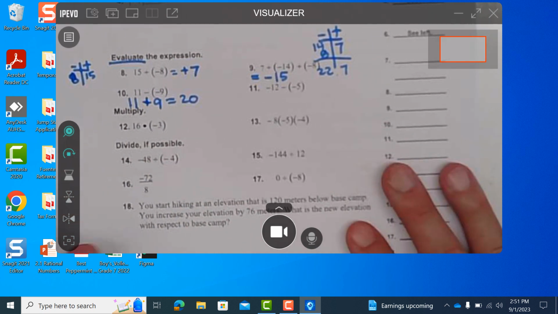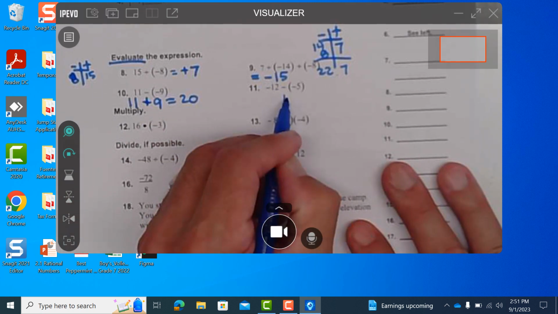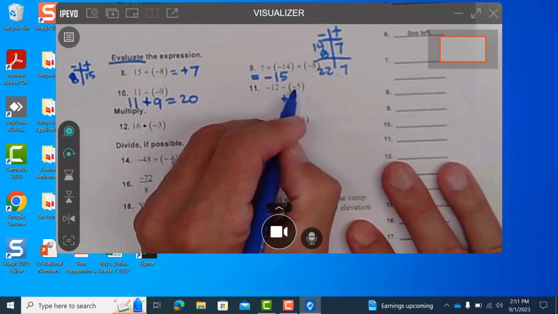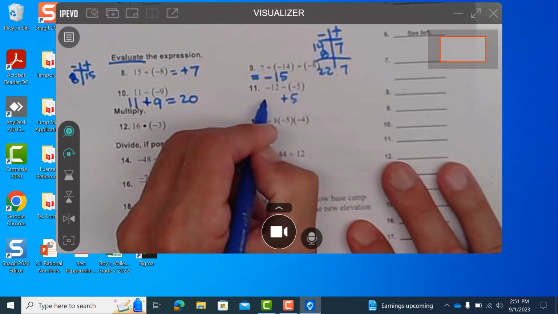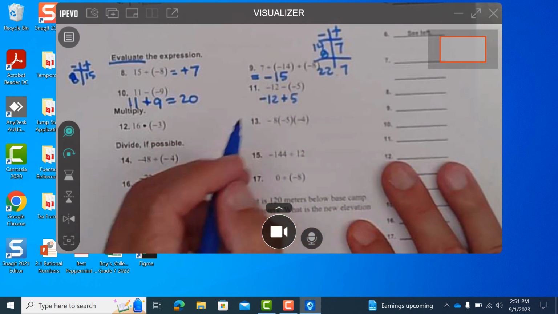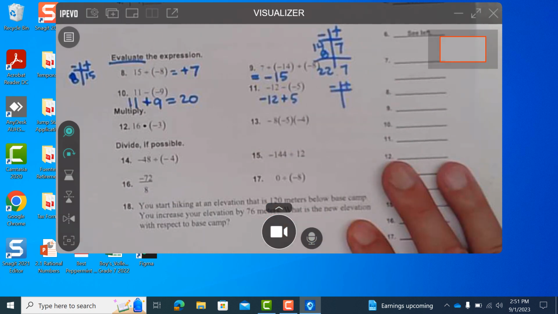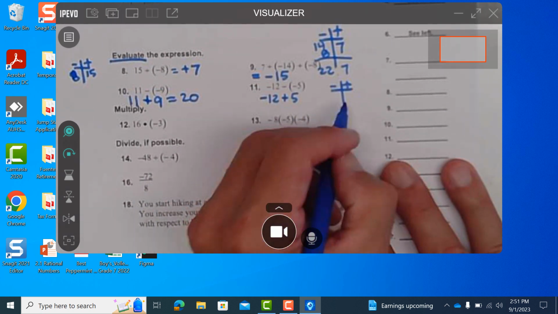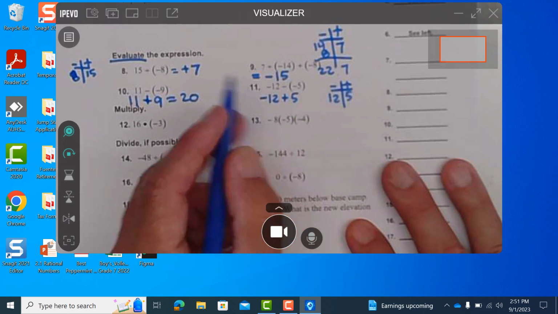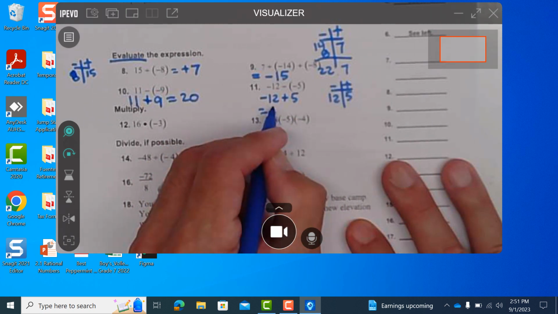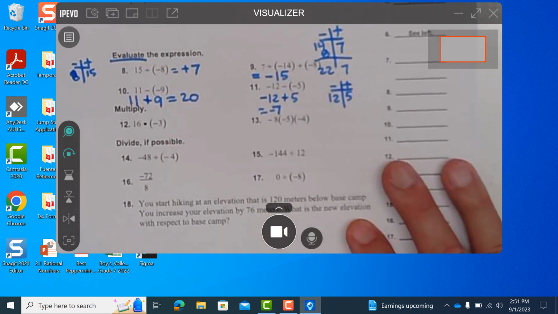Number 11, we change to addition. We change the -5 to 5, and 12 stays the same. So we have -12 plus 5, which makes it a problem using the T-chart. 12 is negative, 5 is positive, so the negative team wins by 7. -7.